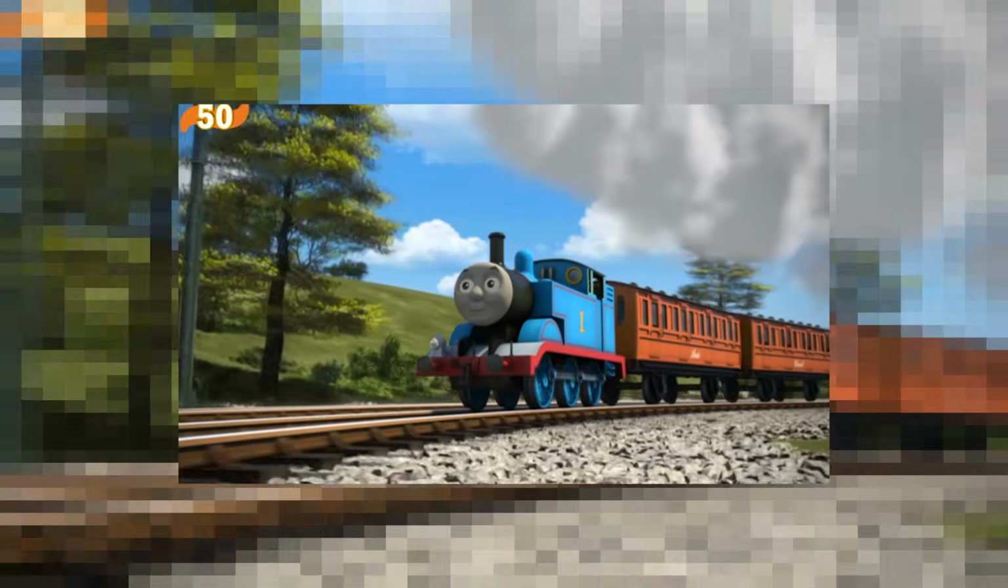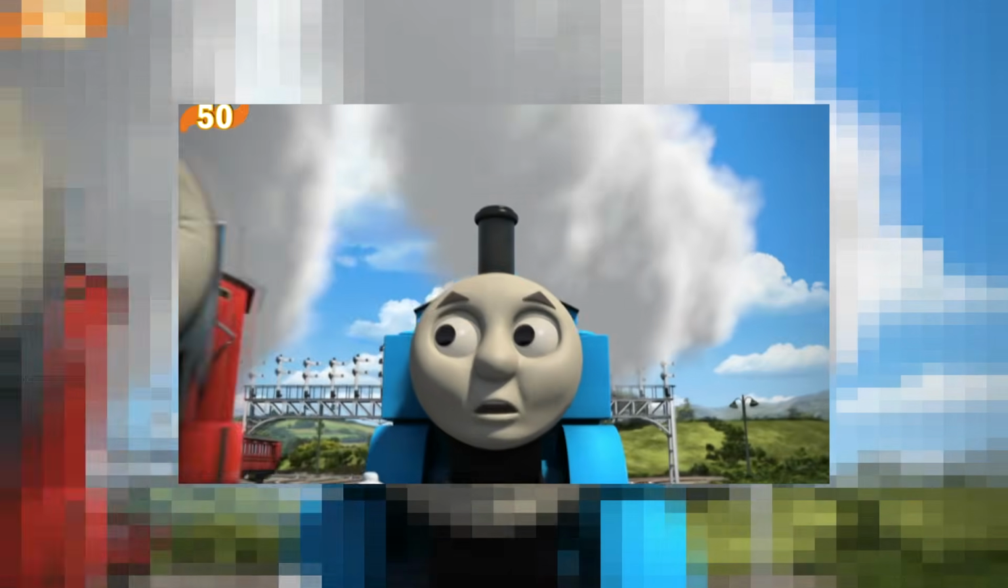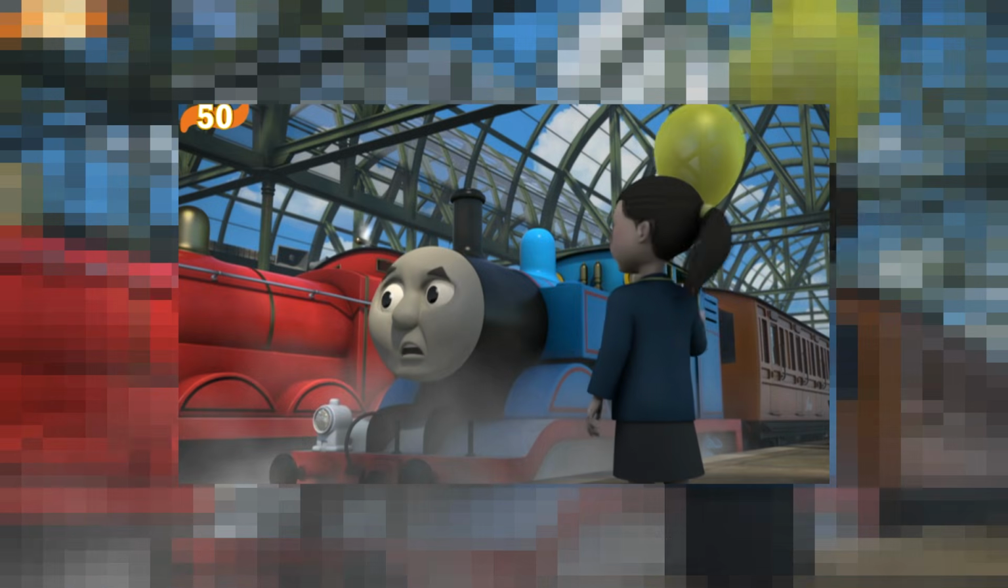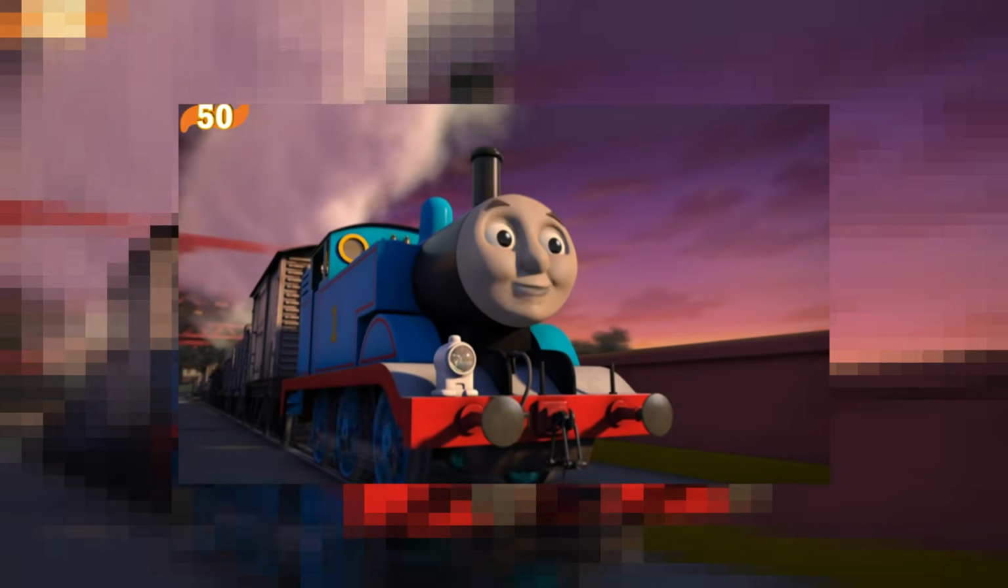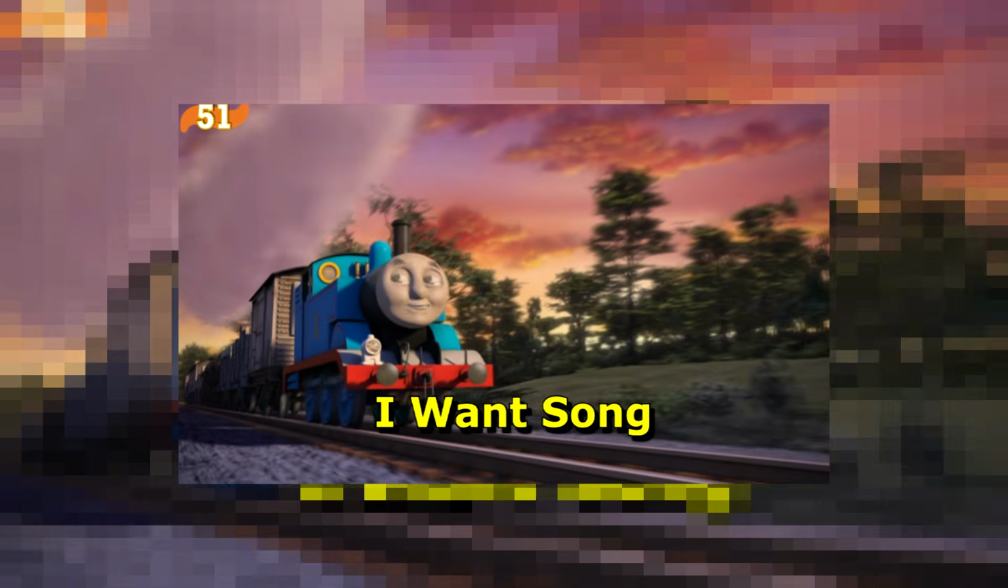And now we get our first instance of Thomas singing. Each time Thomas tried singing before, he was interrupted by James. It's only now, after taking James's goods train, that he's able to sing the song in the reprise. This reprise song Thomas does here also functions as his I Want song.